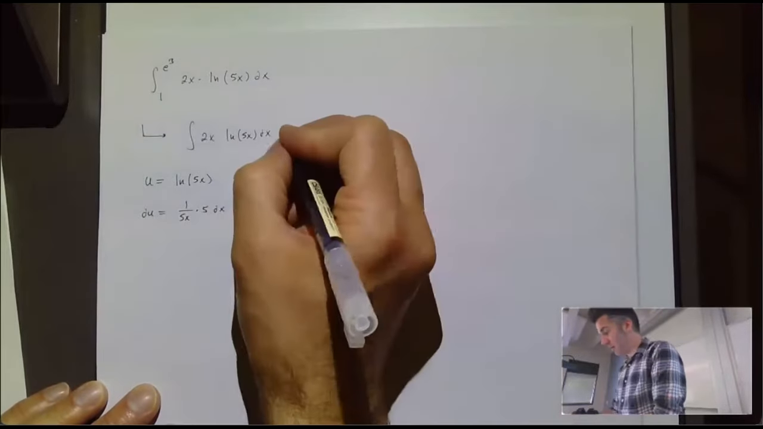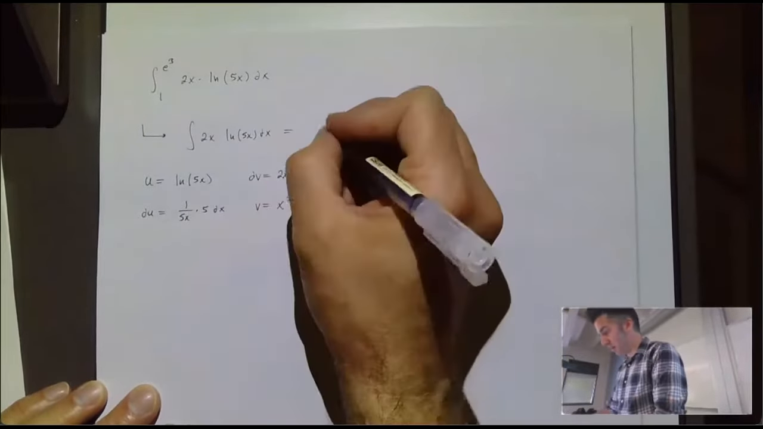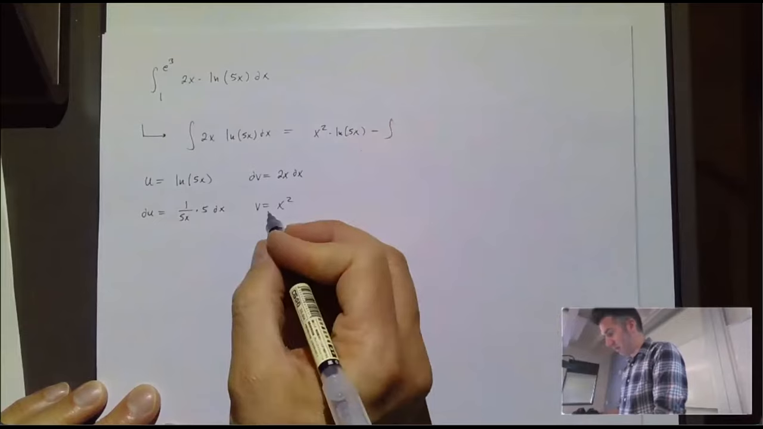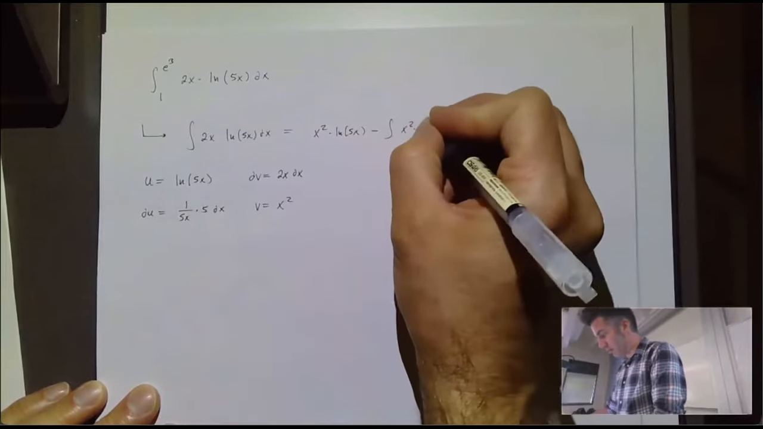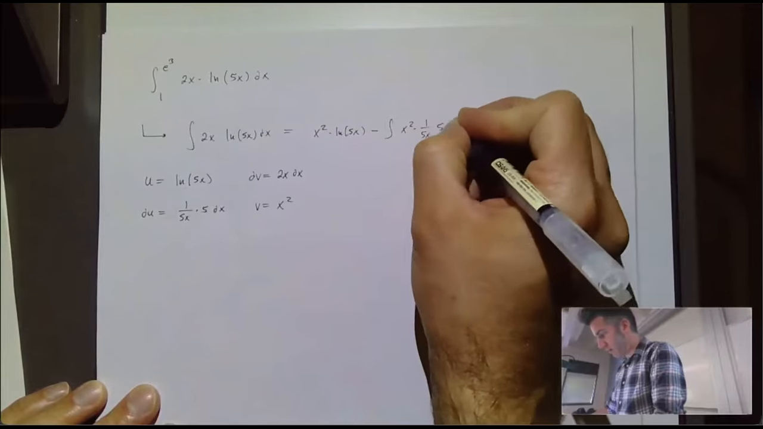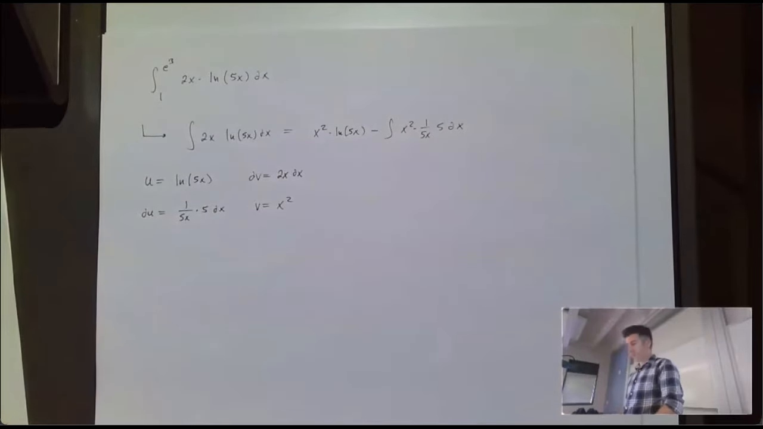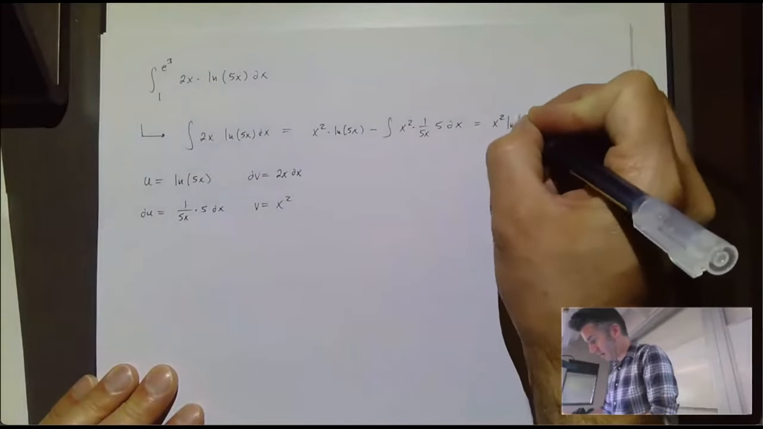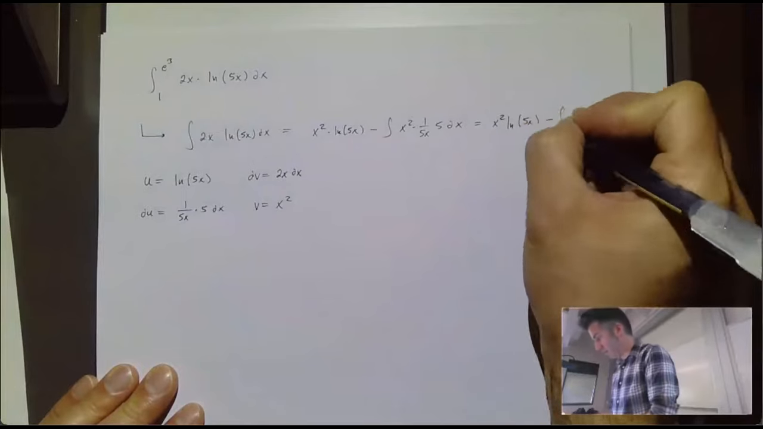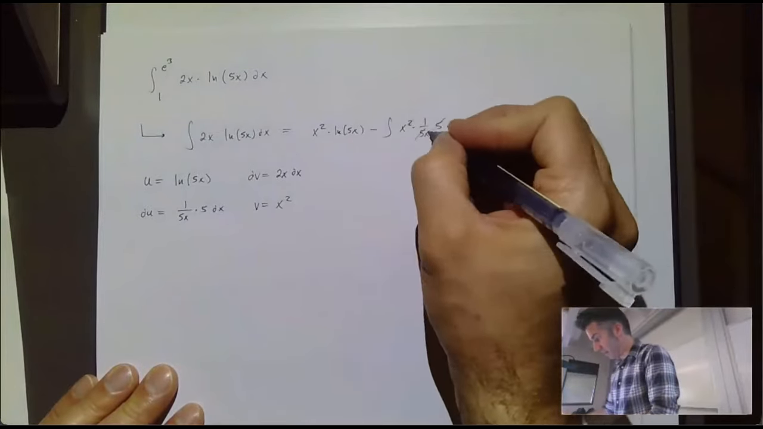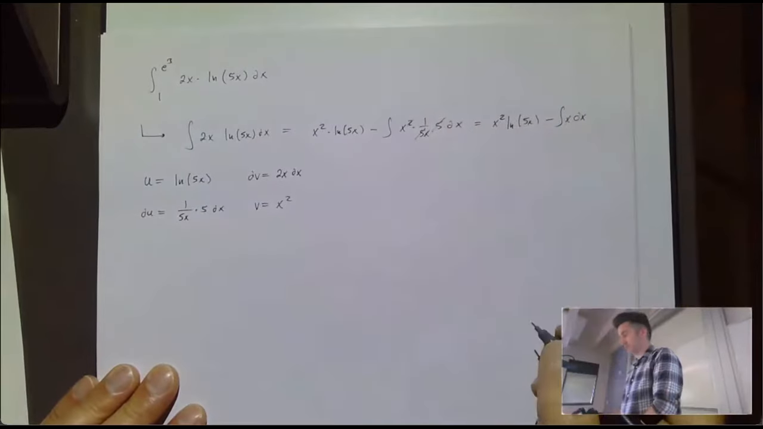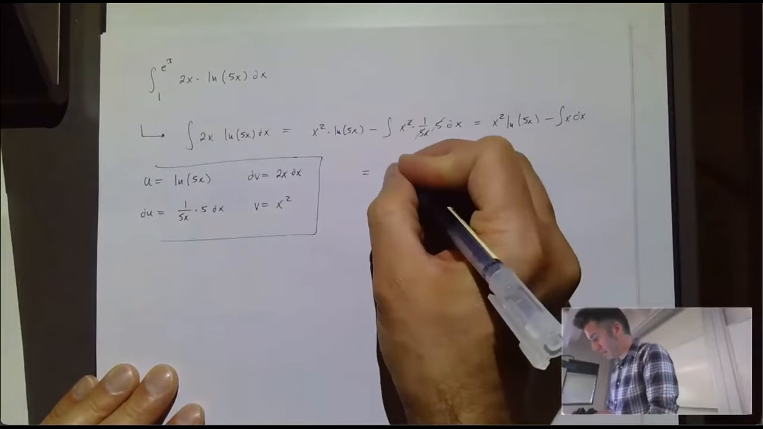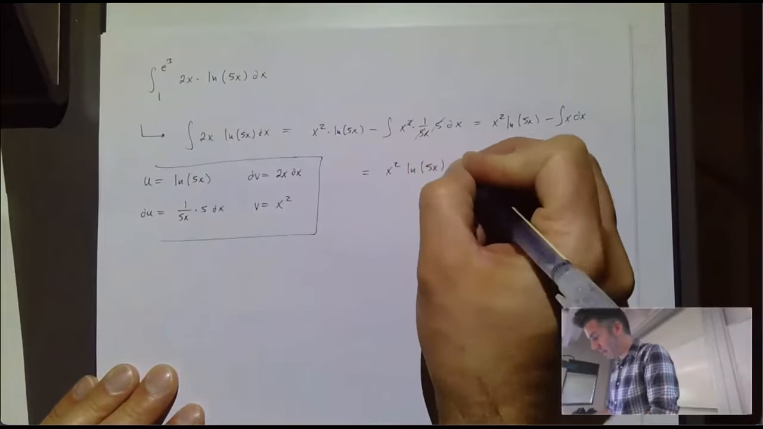So this integral becomes u times v, so x squared times the natural log of 5x, minus the integral of v du, so x squared times 1 over 5x times 5 dx. And then that second integral simplifies really nicely. This is going to end up equaling x squared times the natural log of 5x minus the integral of, let's see, a 5 cancels and an x cancels, I just have the integral of x. So we're going to end up getting x squared times the natural log of 5x minus x squared over 2.